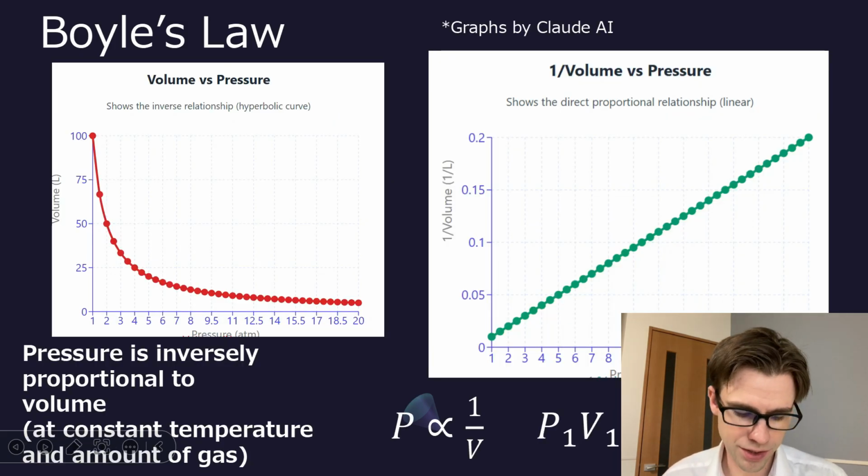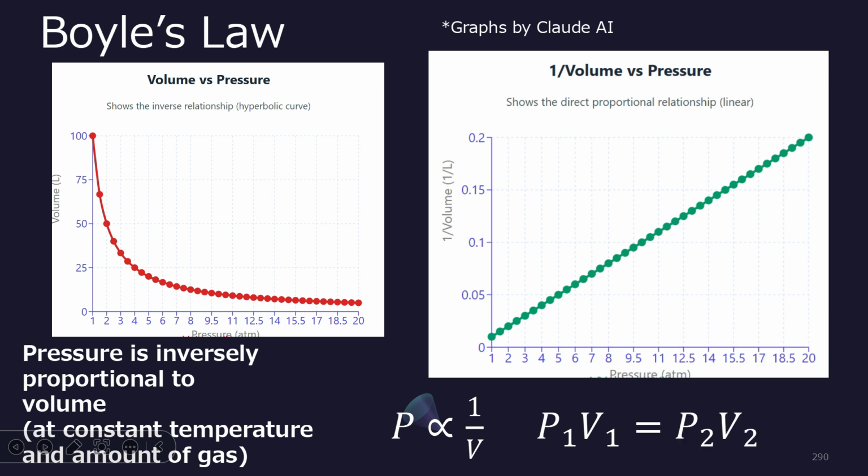So what can we do with this mathematically? There are some equations and graphs to know. In the bottom right, pressure is proportional to 1 over volume. That means as volume increases, pressure decreases, and as volume decreases, pressure increases. There is a condition on this, though, in the bottom left: this is at constant temperature and amount of gas. So we're assuming no gas particles leave or enter the container, and we're assuming the container is allowed to equilibrate and remain at a constant temperature.